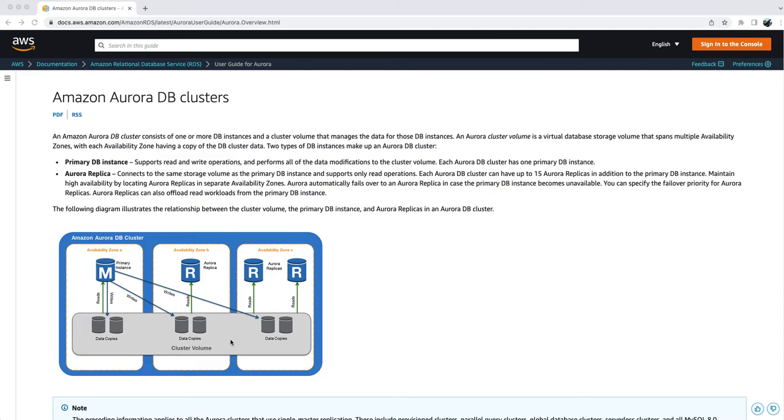So that's all about Amazon Aurora DB clusters or Amazon Aurora database. Just wanted to give you a high level overview of this architecture and how it works.